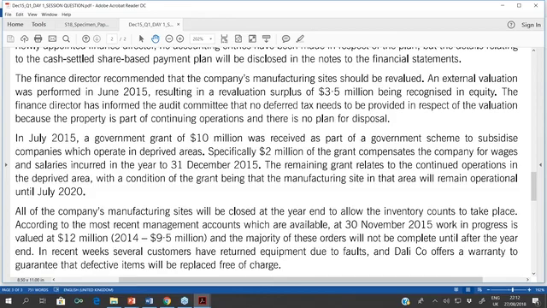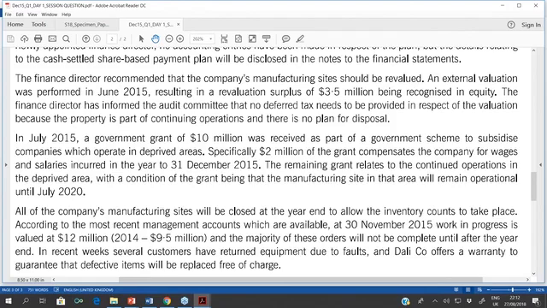Okay, one student is saying 4.9, one student is saying 3.8. 3.8 is a valid answer. So the revaluation surplus is 3.8% of the total assets. The finance director has informed the audit committee that no deferred tax needs to be provided in respect of the valuation because the property is part of the continuing operation and there are no plans of disposal.